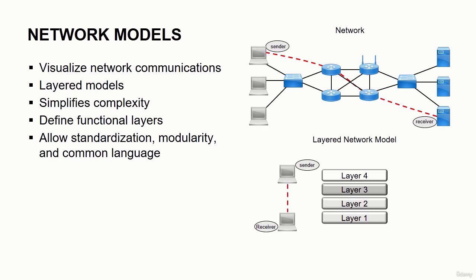Network models break down the communication process into standardized functional layers. This standardization allows vendors to make products that work together. It allows for modularity so that changes to one layer in the model do not impact the other layers of the model, either above or below, and it gives network operators a common language to describe network functions and capabilities.